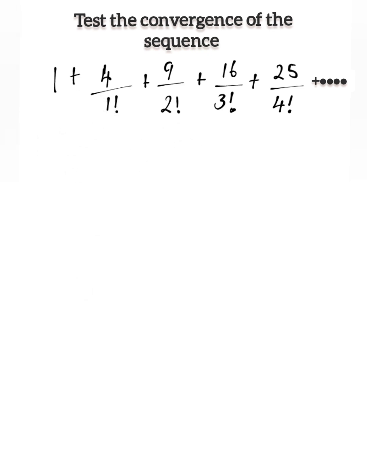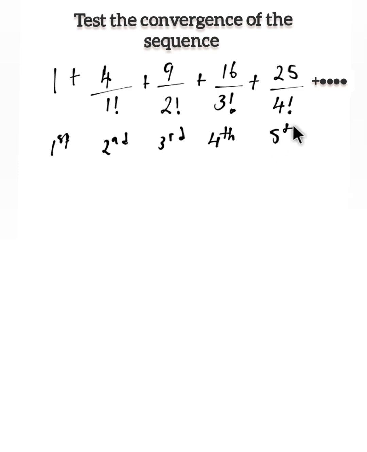But now, let's simplify this series with a summation sign. We just have to observe this series and look for a general rule that we can use to express the series. Now, what would that rule be? 1 is the first term, 4 over 1 factorial is the second term, 9 over 2 factorial is the third term, 16 over 3 factorial is the fourth term, and 25 over 4 factorial is the fifth term.